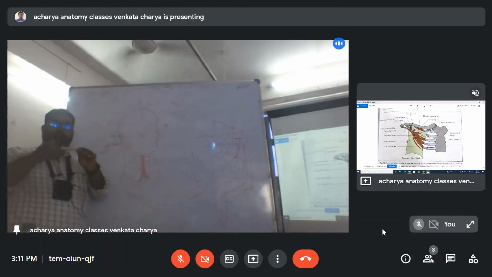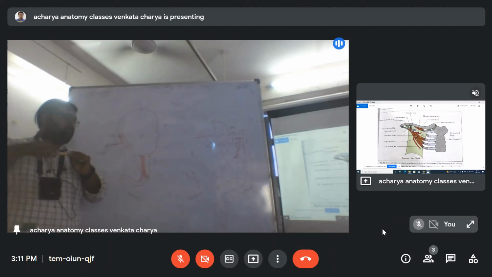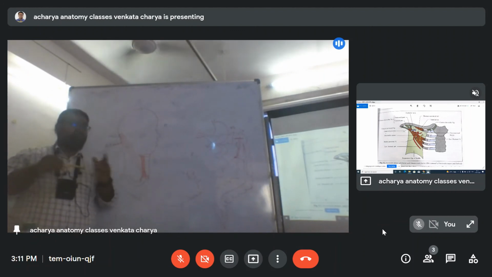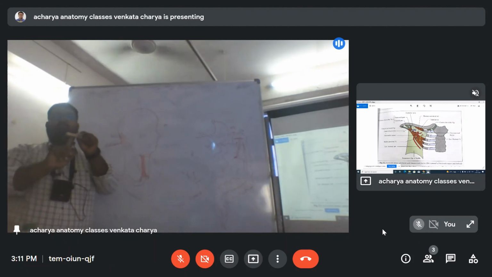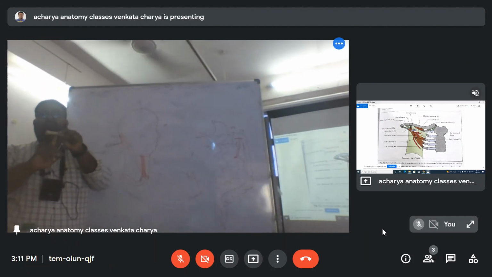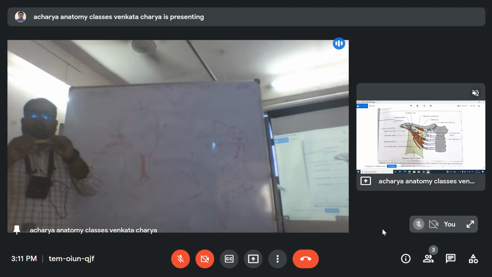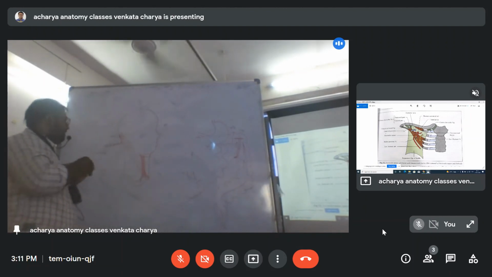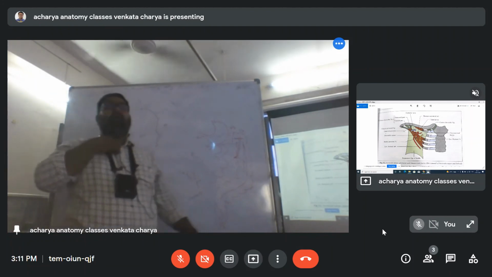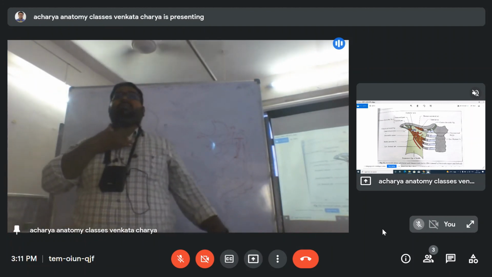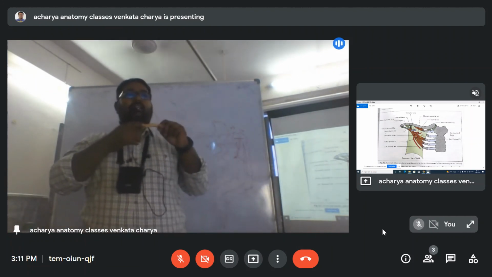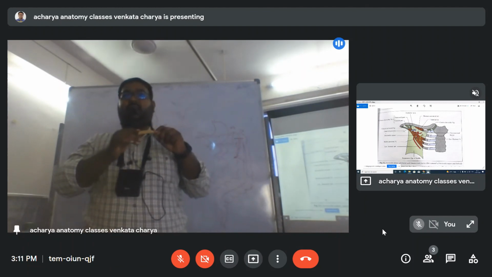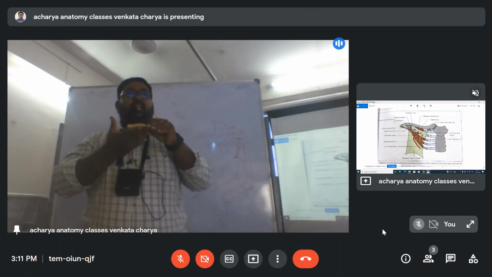Next, come to the posterior surface. Some fibers of the sternohyoid muscle originate from the posterior surface of the medial two-thirds of the clavicle. Then come to the anterior surface. In the anterior surface, some fibers of the pectoralis major muscle originate from the anterior surface of the medial two-thirds of the clavicle. Then come to the inferior aspect.